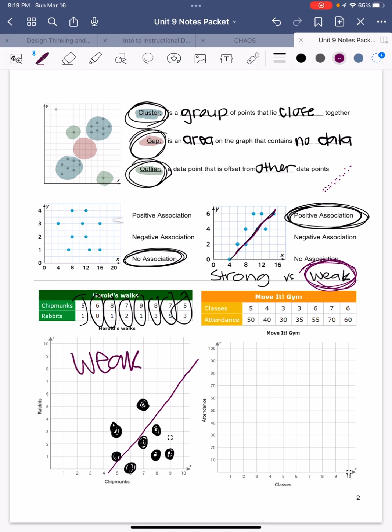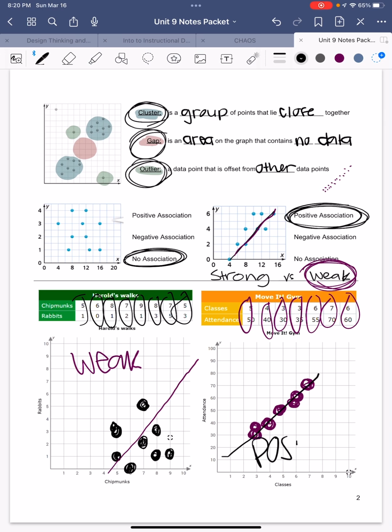All right, let's do it for this next one. We've got 5 and 50, 4 and 40, 3 and 30, 3 and 35, 6 and 55, 7 and 70, and 6 and 60. So this one is very clearly positive and it's strong. They're super tight, close together.